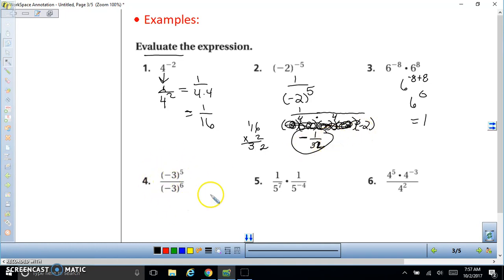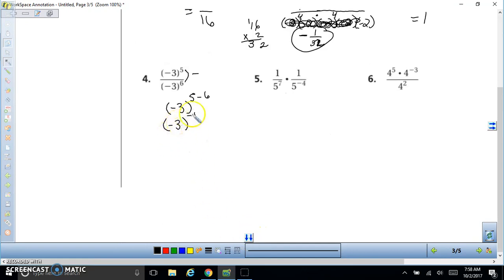Number 4, I'm going to use our quotient of powers, so we're going to subtract our two exponents. Now I'm going to have negative 3 to the 5 minus 6. Super important, order matters. Now this is going to be negative 3 to the negative 1. Now we're going to make it that fraction. We don't like negative exponents. 1 over negative 3 to the first exponent, which is all just negative 1 over 3. Same thing.